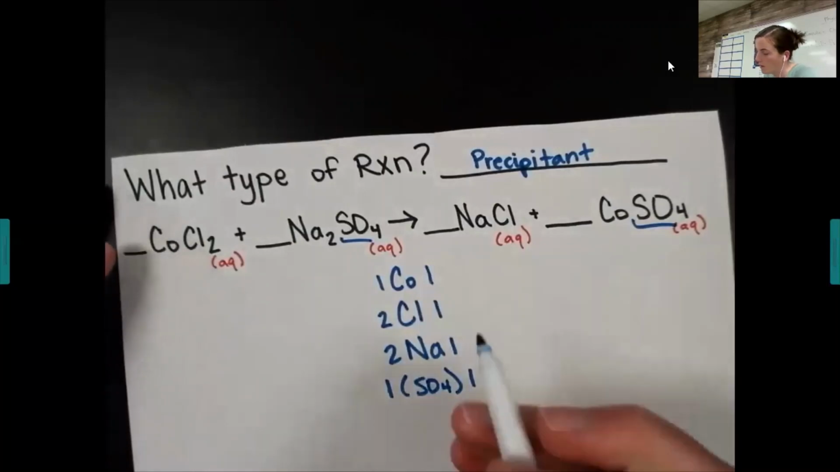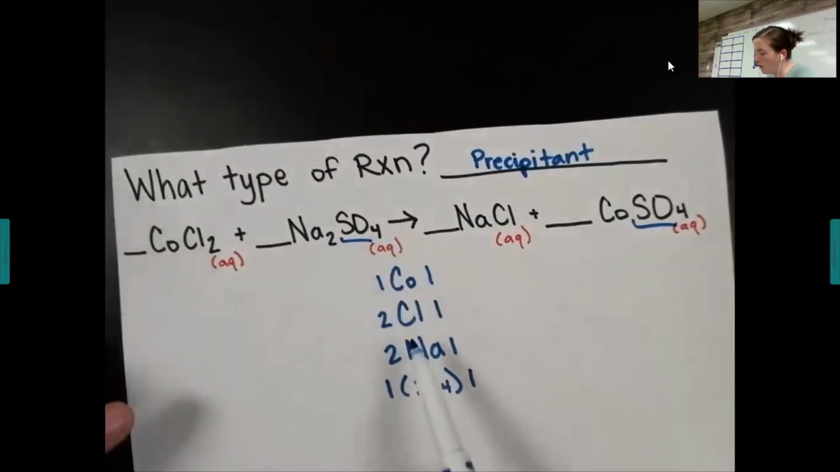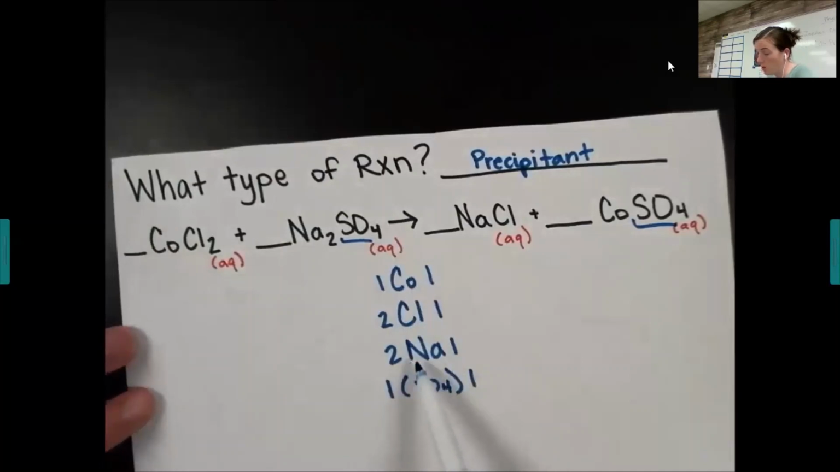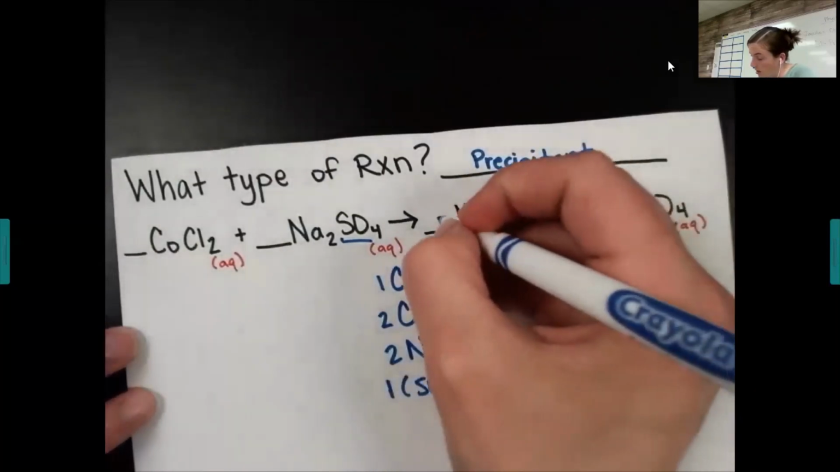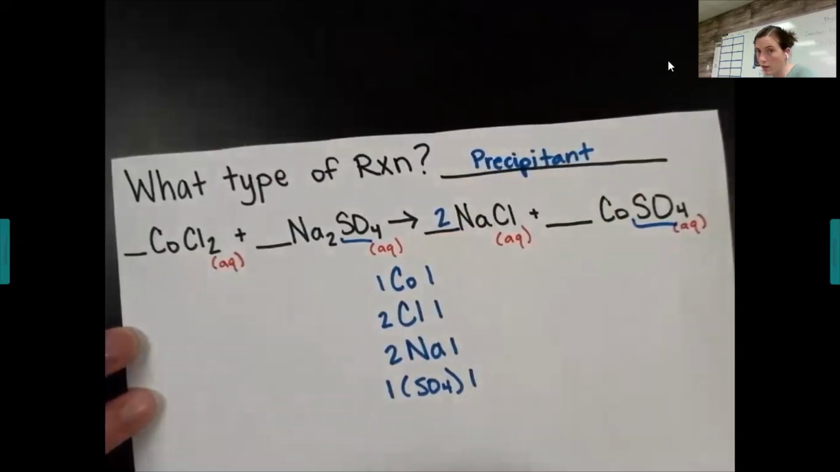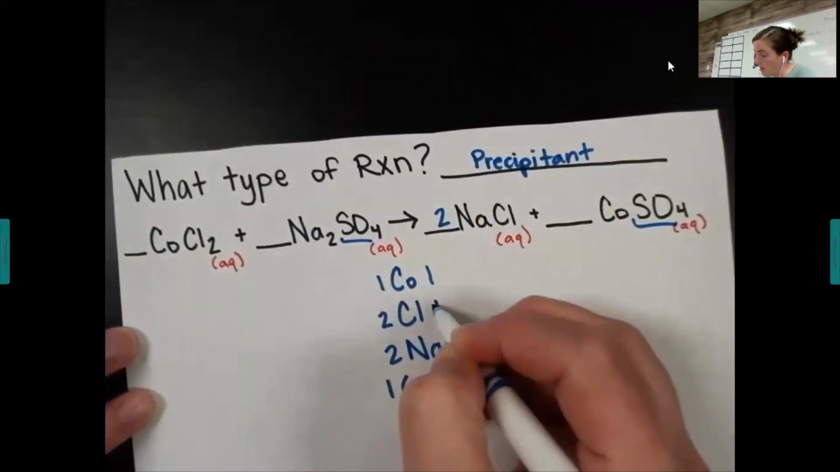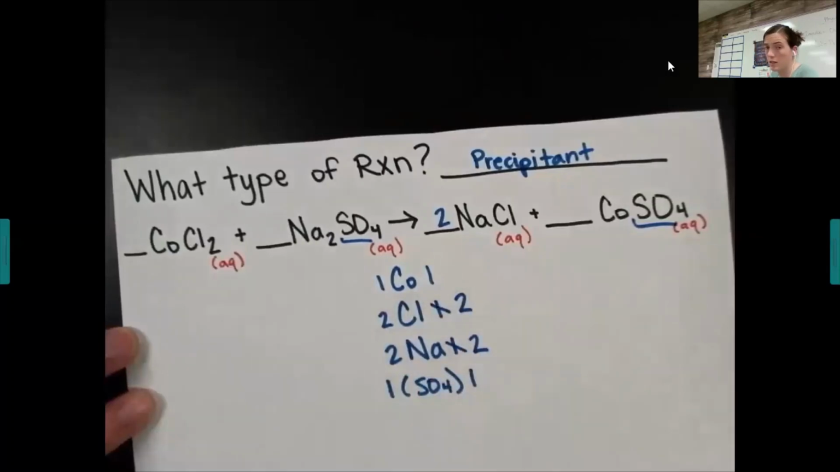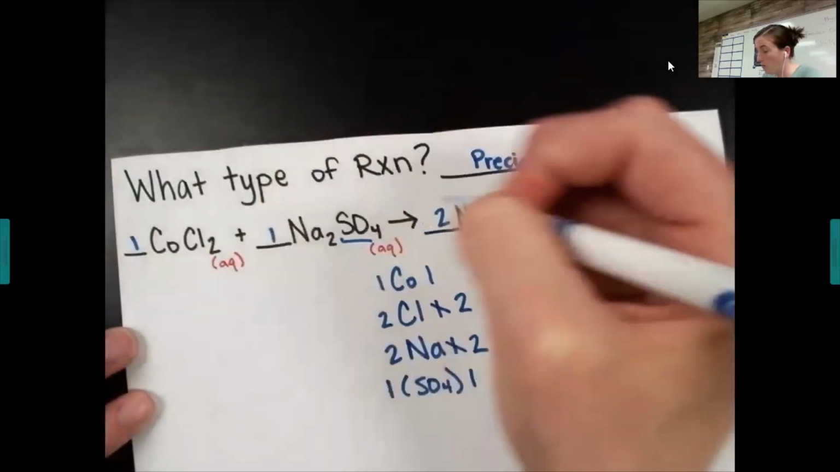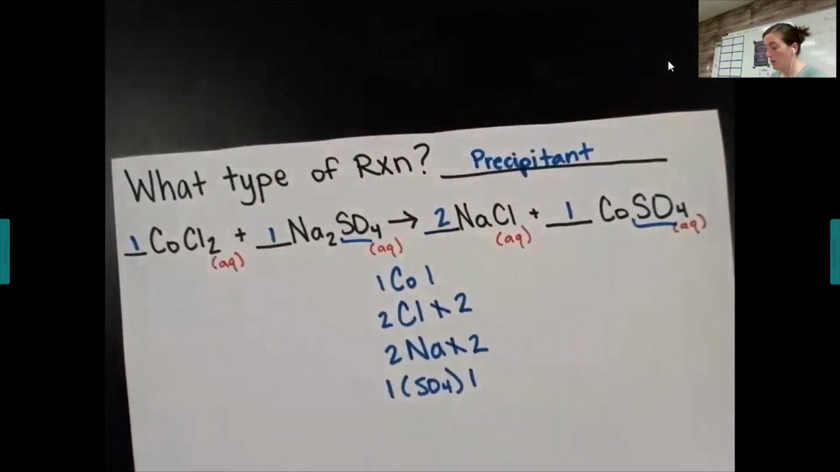Okay. So on the left side of the equation, I have 2 chlorines and 2 sodiums. So if I pop a 2 right here, that gives me 2 sodiums on the product side and 2 chlorines. And it balances out my equation. So that's the only coefficient that I need. So I can mark everything else as 1.